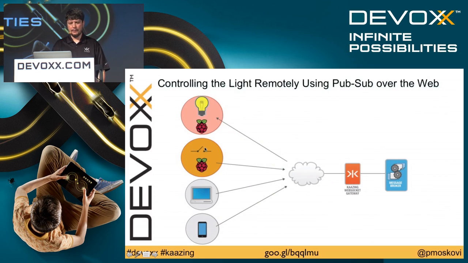We have the light, we have the switch. The switch is the one that is publishing the data with the help of the Raspberry Pi. It all goes to the WebSocket server. Behind the WebSocket server, we have a message broker. This message broker has the responsibility of routing the messages between the publishers and the subscribers. It says, hey, it looks like the light is interested in that message. The message goes back over WebSocket to the light.